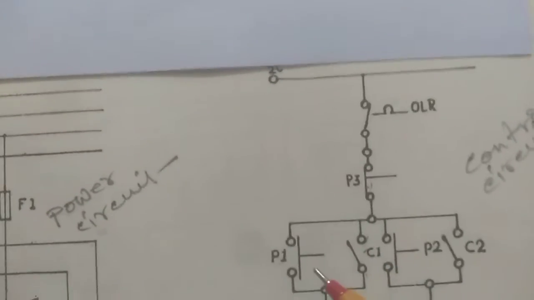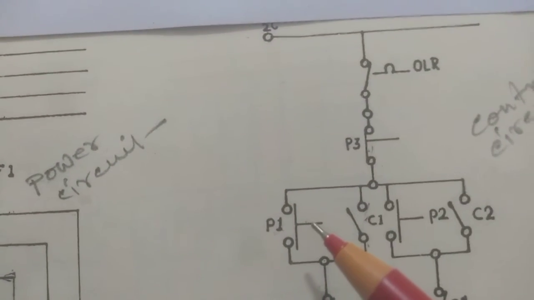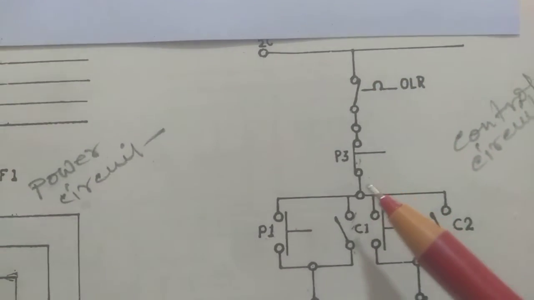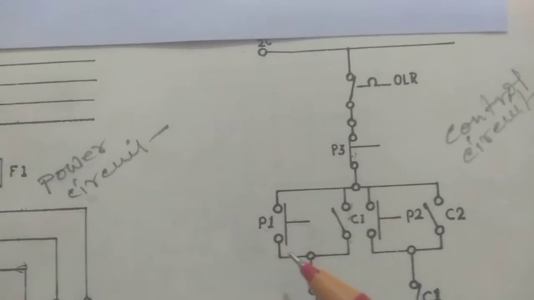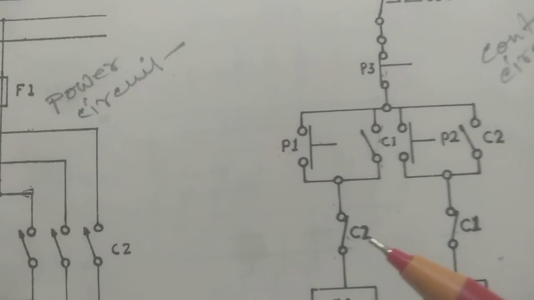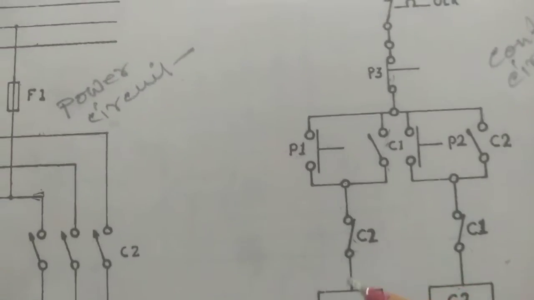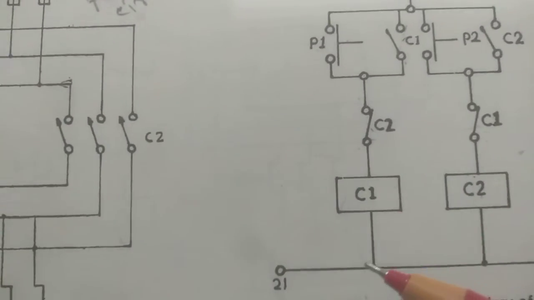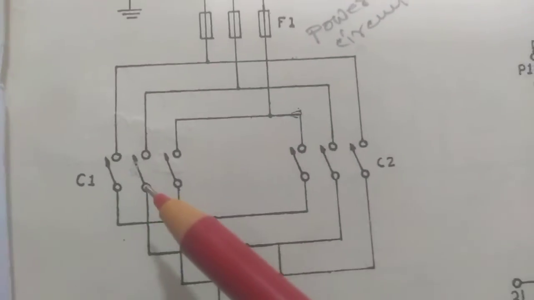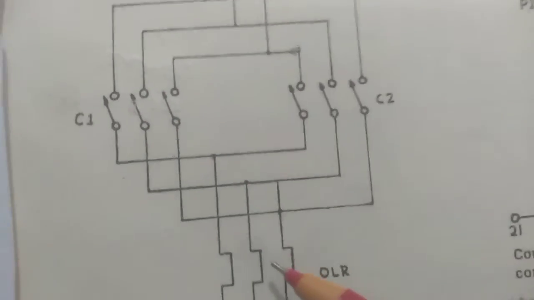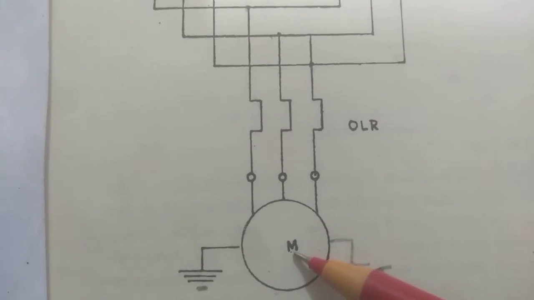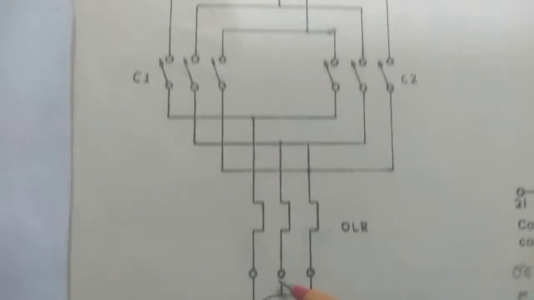When contactor 1 is pushed, the line here is coming and pushed here. This is a C2 close contact, from here connect and C1 connect. Then C1 contact closes and the motor here runs through the overload relay.